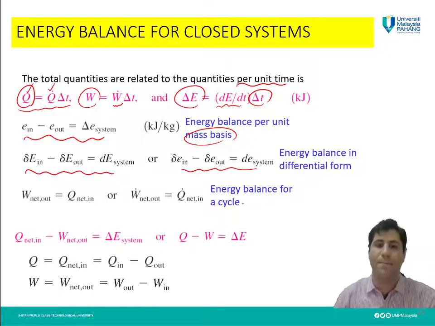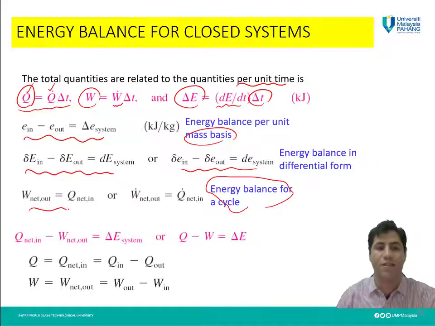Then for a closed system, the energy balance for a cycle will be like this: W net out will be equal to Q net in, or in rate form, the energy balance equation for a cycle will be W dot net out minus Q dot net out. Why do we have these equations? Because this term for a cycle will be 0. We don't have any change in the total energy.